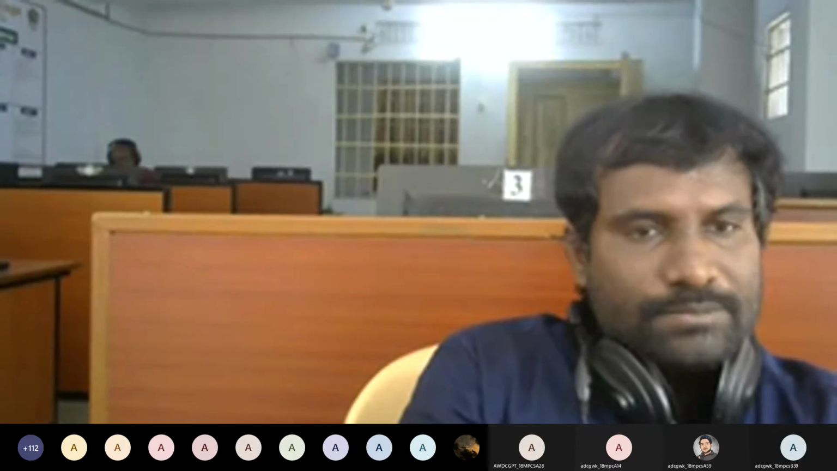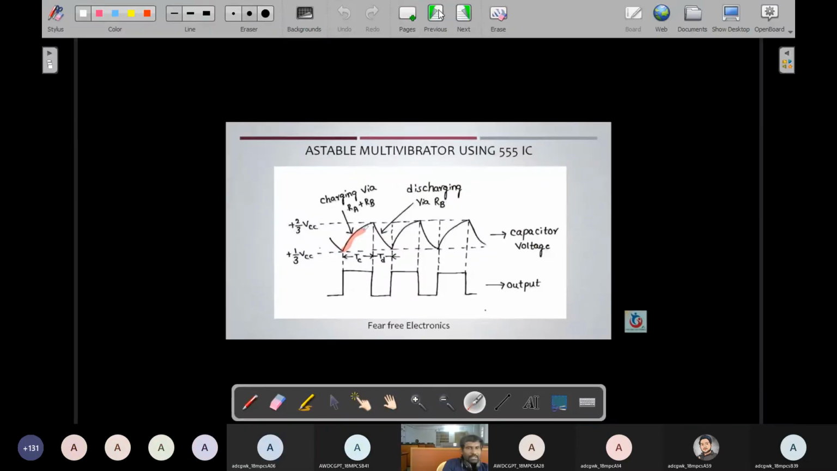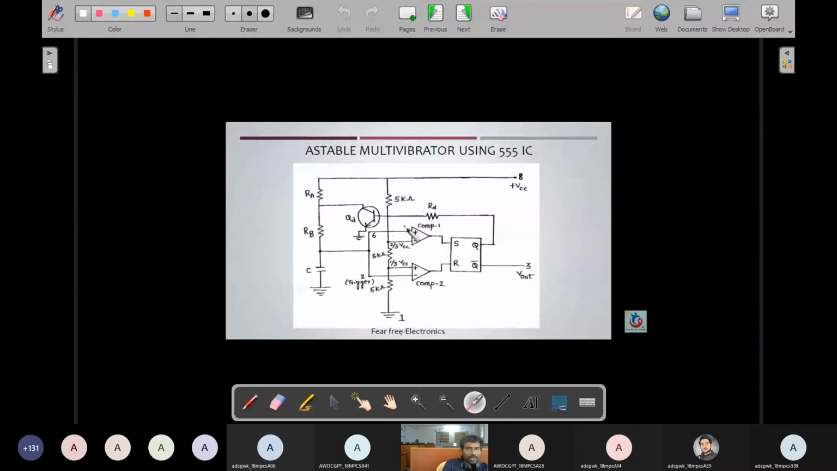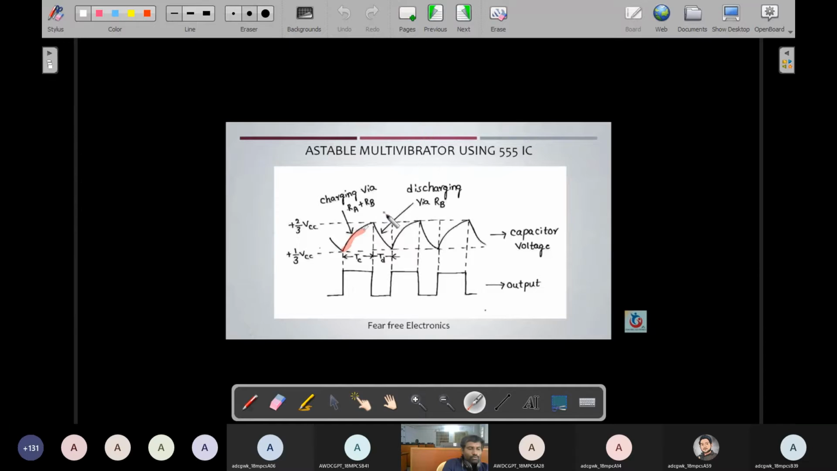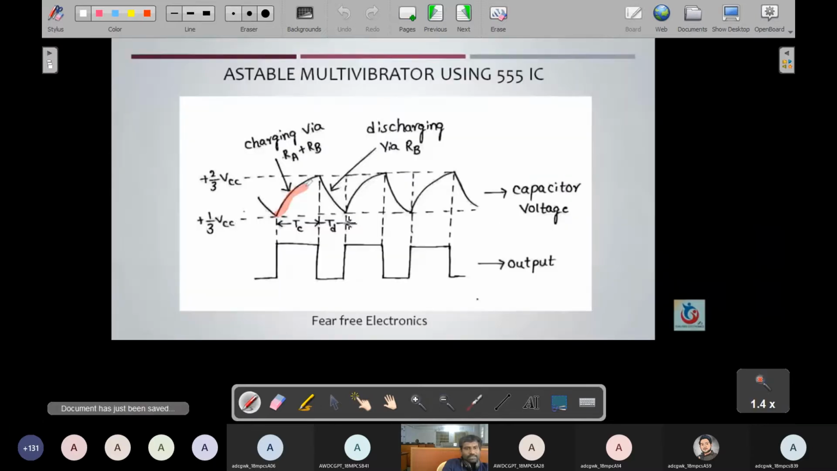In the previous class, I explained the working of the astable multivibrator, and I already explained it very clearly. Now we will move to the output configuration of the astable multivibrator using the 555 IC. See, here the capacitor is charging via RA and RB.